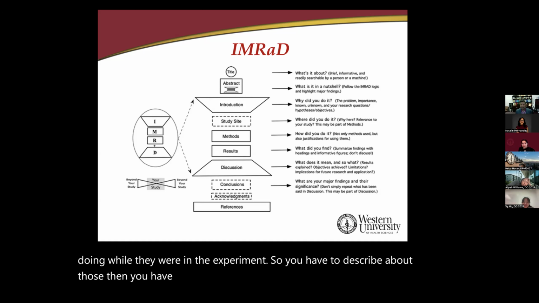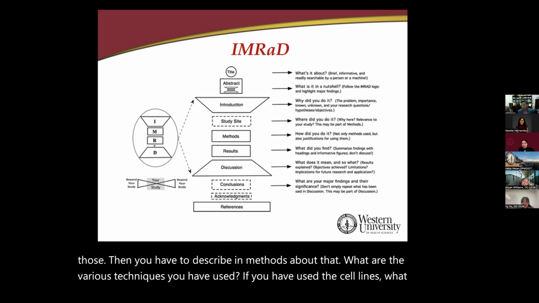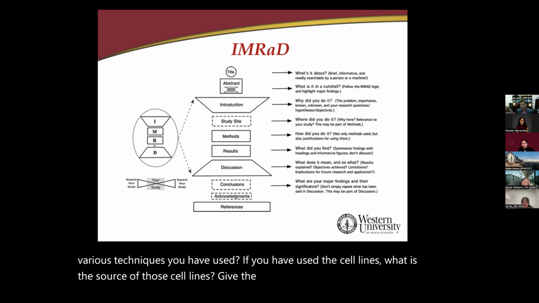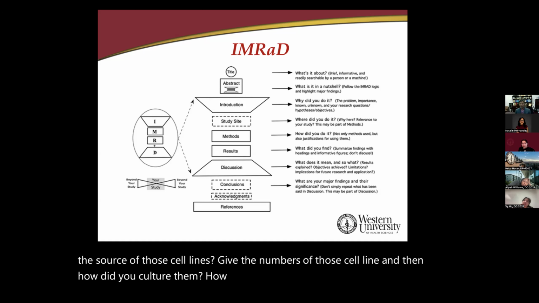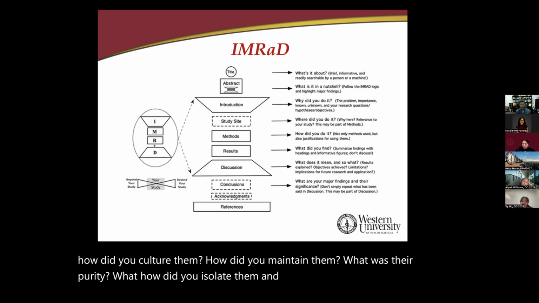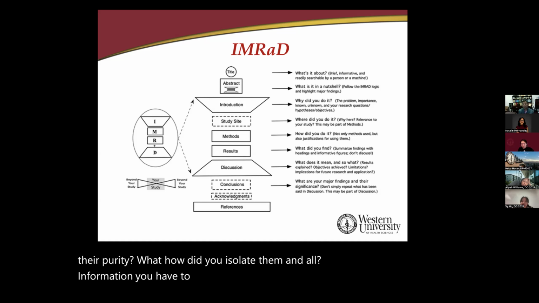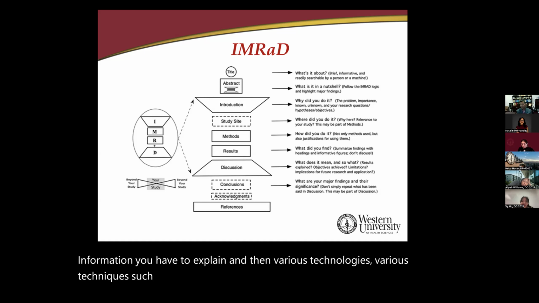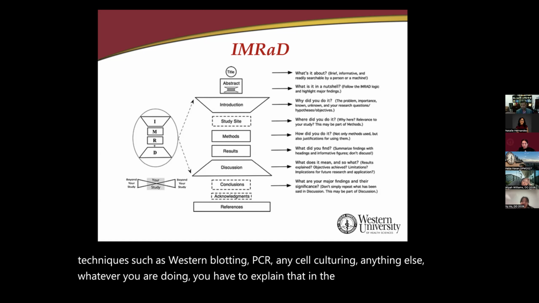Then you have to describe in methods the various techniques you have used. If you have used cell lines, what is the source of those cell lines? Give the numbers of those cell lines. And then how did you culture them? How did you maintain them? What was their purity? How did you isolate them? And all that information you have to explain. And then various techniques such as Western blotting, PCR, any cell culturing, anything else, whatever you are doing, you have to explain that in the methods very clearly.